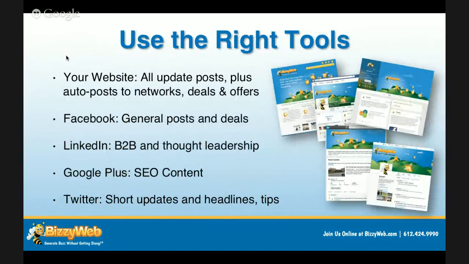When you're building a store and really any sort of business at all, you want to make sure that you're using all the right tools at your disposal to be able to grow your business. So here at BusyWeb, when we build a website for our clients, we found that the most effective way is that anytime our customer updates their website, it will auto-post to all of their social networks. And they can even specifically choose what goes to what network. So if you're offering a deal, you might want to have that only go to Facebook. If you're offering thought leadership, you might want to have that only go to LinkedIn. If you're just trying to grow your ranking as much as possible, putting a lot of things on Google Plus is very helpful. And Twitter is incredibly helpful for a lot of short updates and headlines and tips.